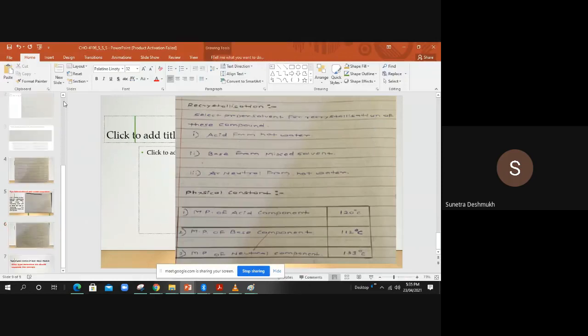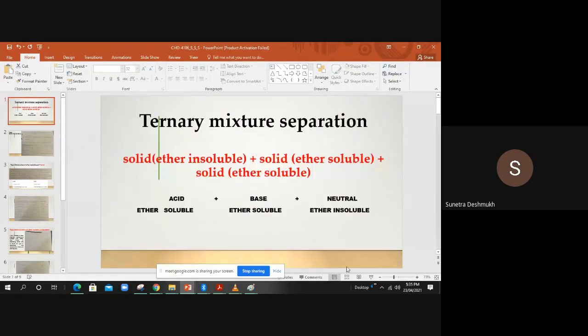Okay, so last time we started ternary mixture separation. I will explain the four different types of mixtures and how to separate them from each other. The remaining four, sir will explain. Today we will see solid, solid, solid. Three solids we will see.